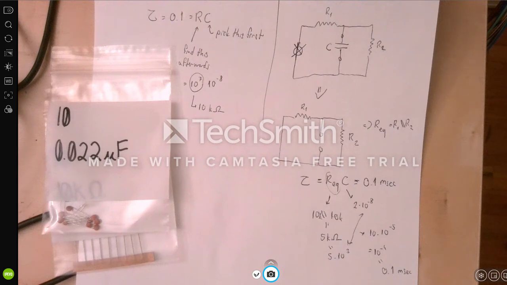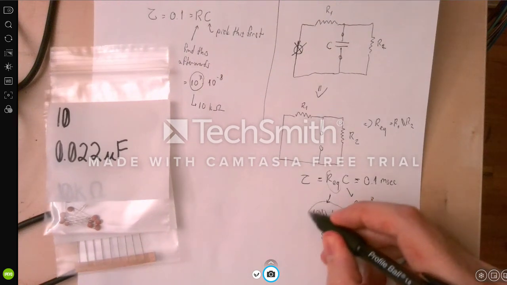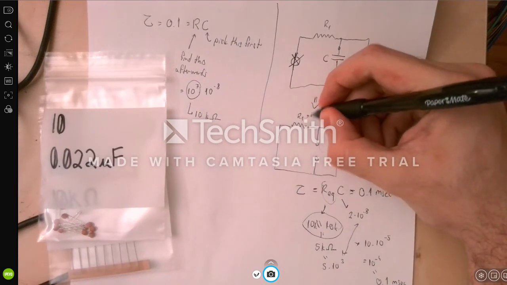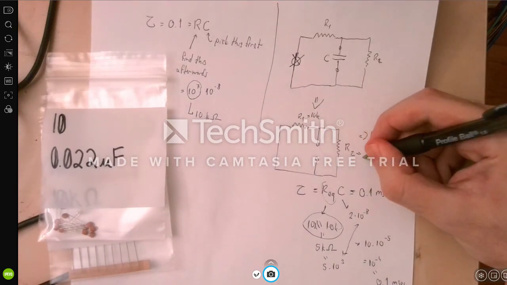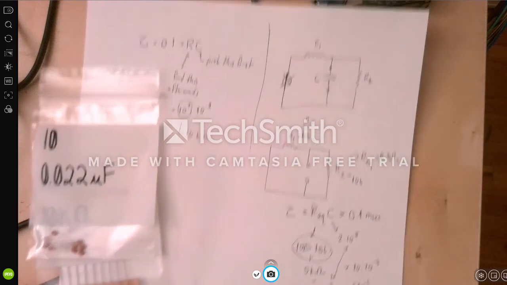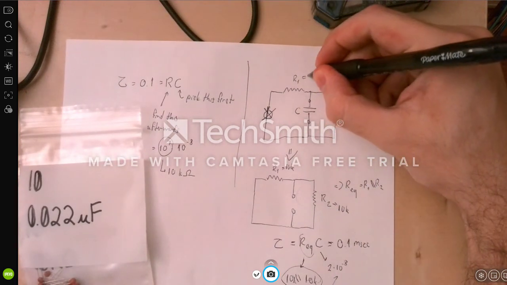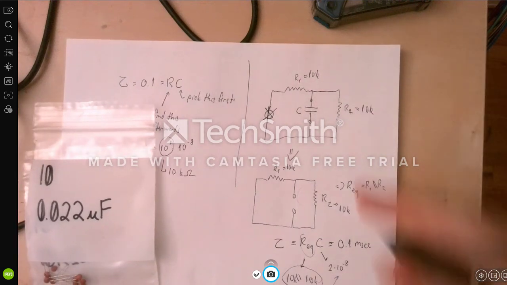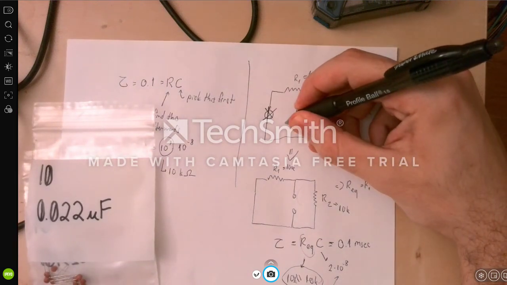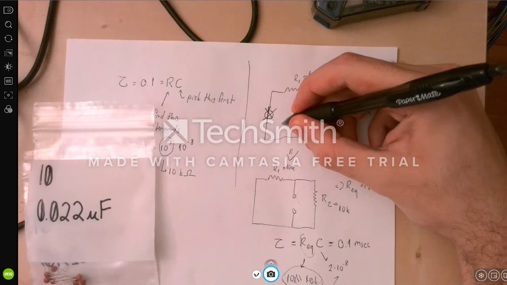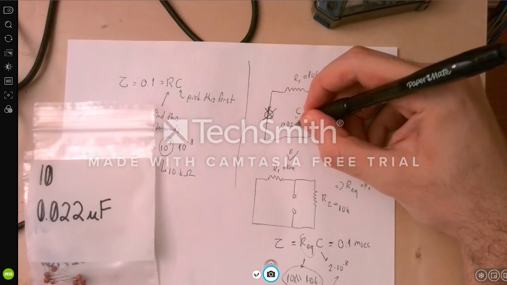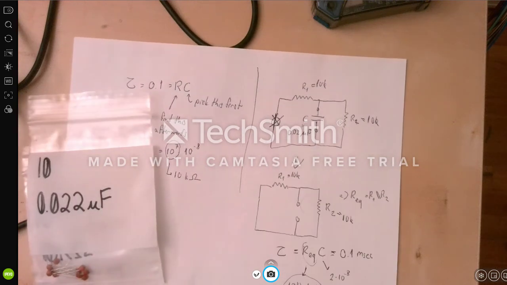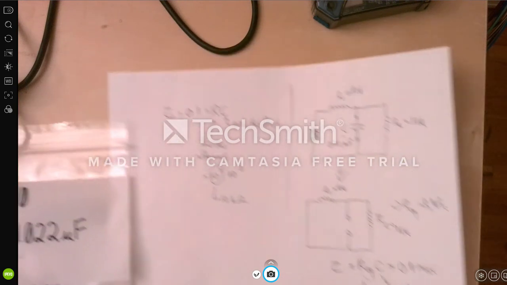Right? So we can use two 10K resistors for R1 and R2. Let me write them here. And 0.02 microfarad for the capacitor. Now let's create our circuit with these values.